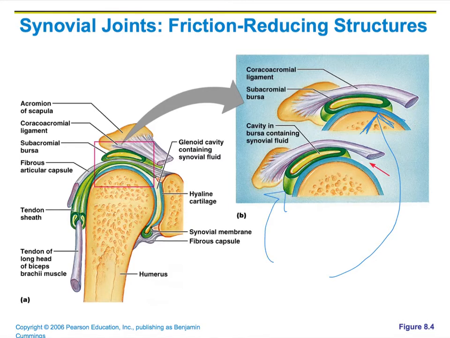You might have heard of bursitis, which is inflammation in a bursa due to repetitive use. A pitcher, for example, who throws a baseball with a lot of effort, repetitively and frequently, can have problems, especially in the shoulder joint, potentially.